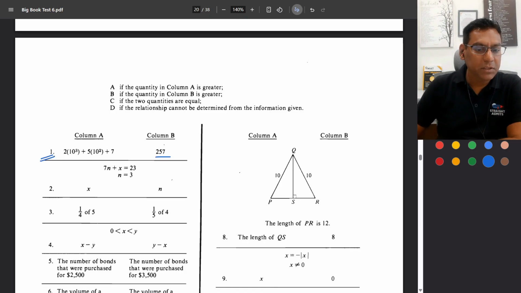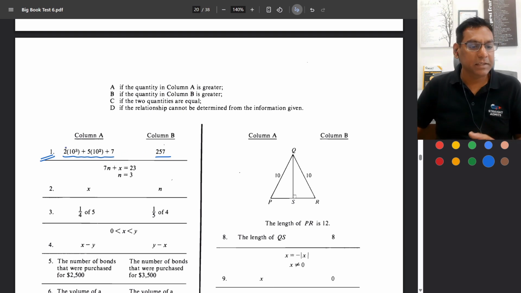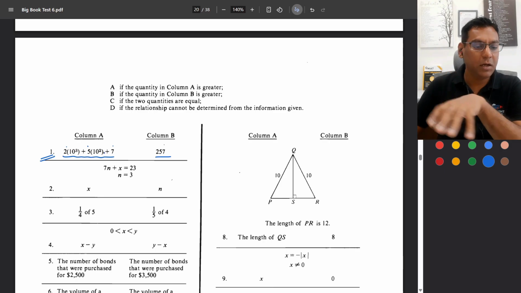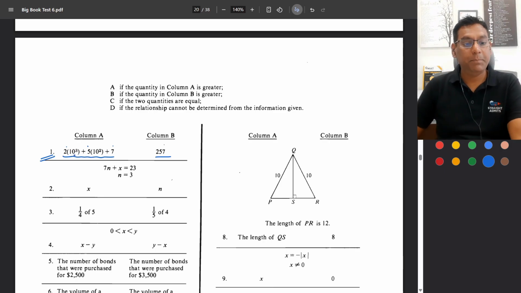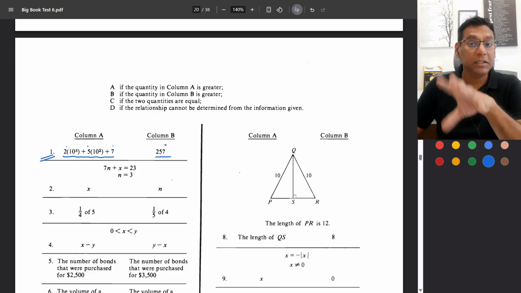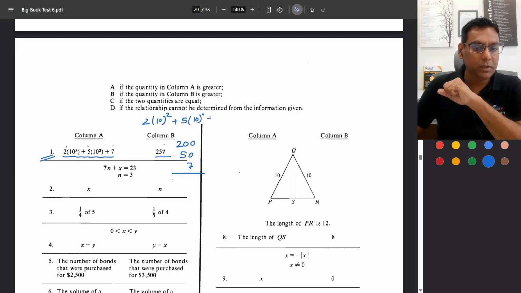I have this long expression to be compared with 257, and I see that these are the same digits, 257 and 257, but they also have this base of 10. Basically they converted this into the hundreds place plus the tens place plus the units place: 200 plus 50 plus 7, which would be 2 into 10 raised to 2 plus 5 into 10 raised to 1 plus 7.